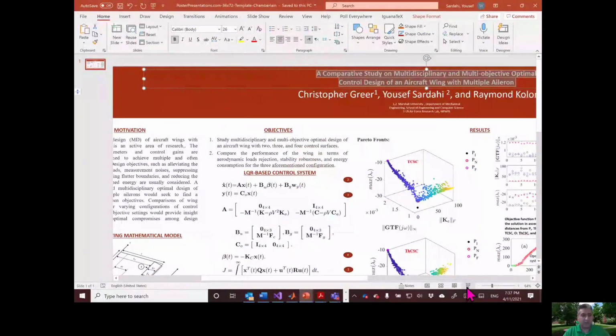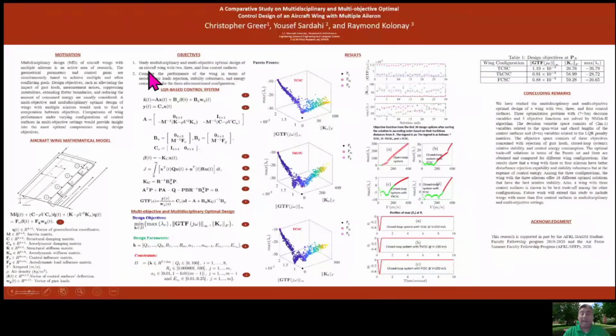In this 3 minutes video, I'm going to introduce a comparative study on multidisciplinary and multi-objective optimal design of an aircraft wing under three different configurations. So we have two objectives in this study. The first one is to study the multidisciplinary and the multi-objective optimal design of an aircraft wing under three different configurations. We have aircraft with 2, with 3, and with 4 control surfaces, and then we are going to compare the performance of the wing by considering 3 objectives.